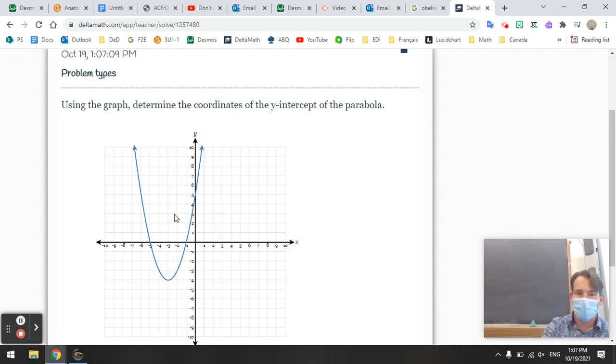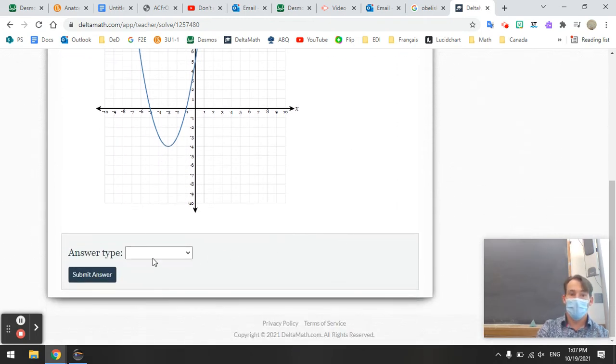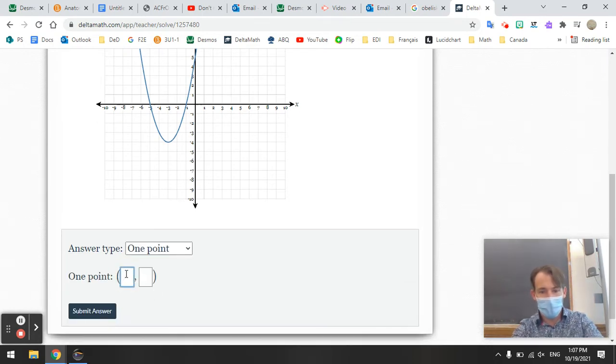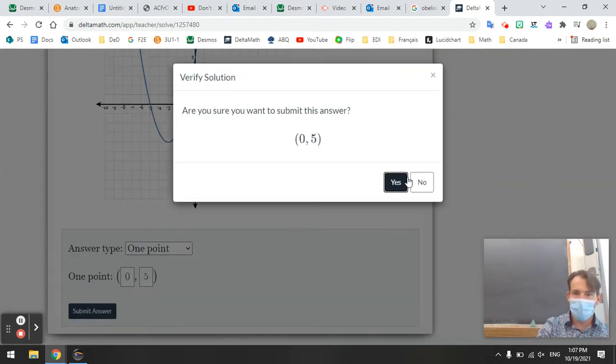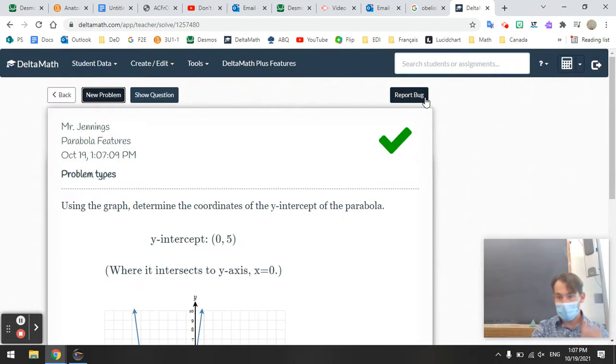So this is y-intercept. Where's the y-intercept of this parabola? Yeah, 0, 5. So for answer type, it's not 2 points and it's not an equation. It's 1 point. So that's the point 0, 5. Submit answer. I'm sure I want to submit that answer. Yay! So you feel good when you see that check.